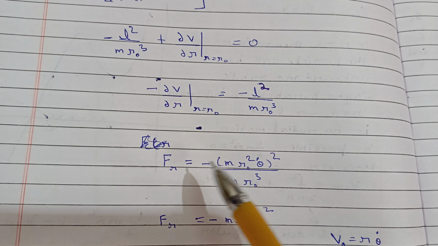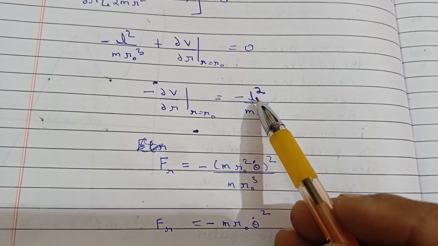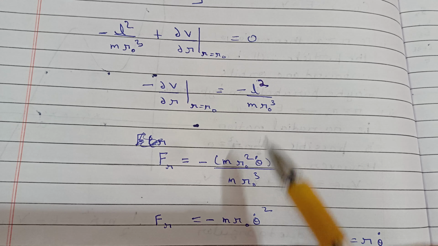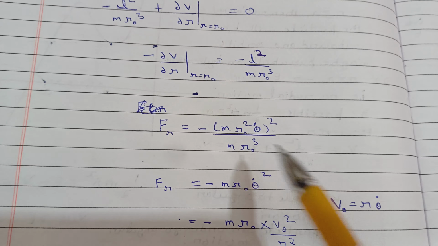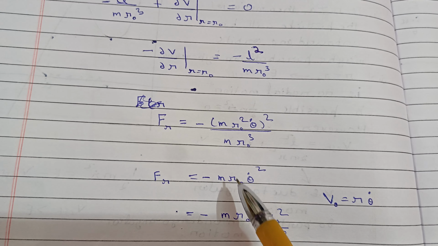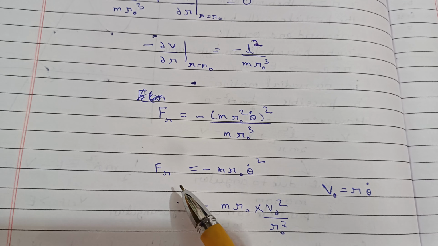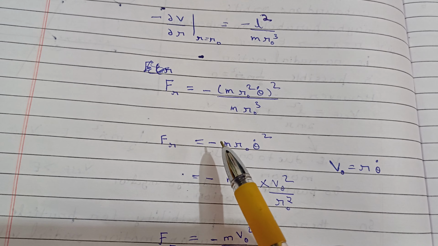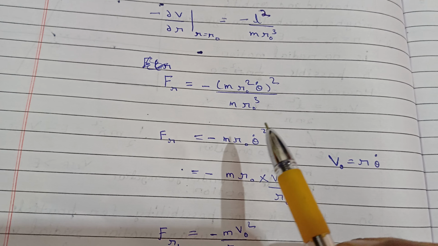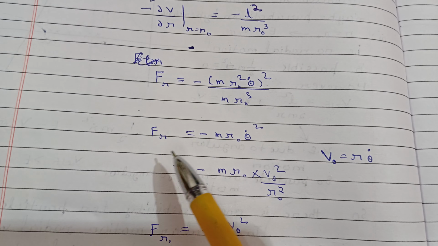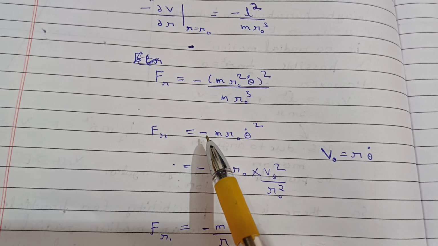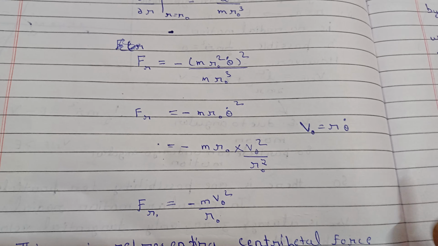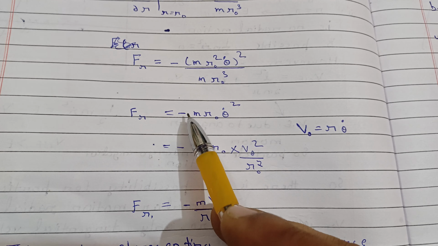So Fr equals this minus, you know what L is? L is m r naught square theta dot, whole square, divided by m r naught cube. Now after squaring all the terms, some will cancel out. You will get Fr equal to minus m r naught theta dot square. So here, because of the 1D motion, the force direction can be either minus or plus, because it is a central force. So this minus sign represents only the direction of the force, that it will be inward. Okay, so this is not something negative, it's just the direction which is negative.